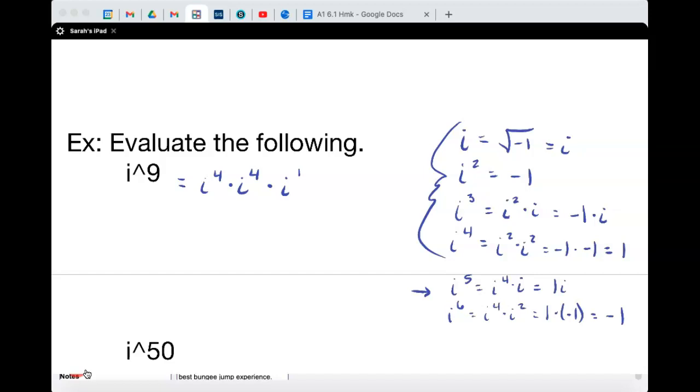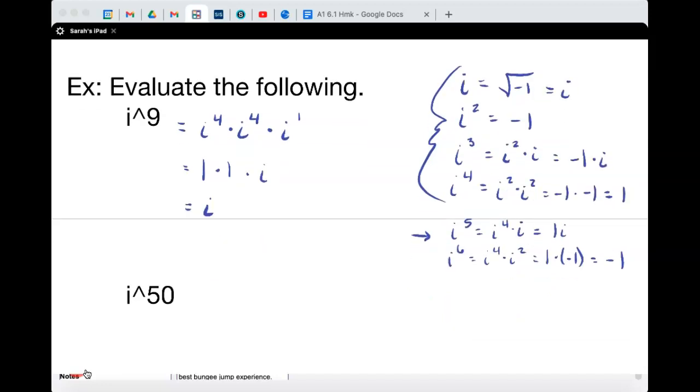Everybody with me on that? Okay, and then we know i to the 4th is 1. i to the 4th is 1. i is as simplified as we can. So i to the 9th is actually just i. So i to the 50th would be i squared.